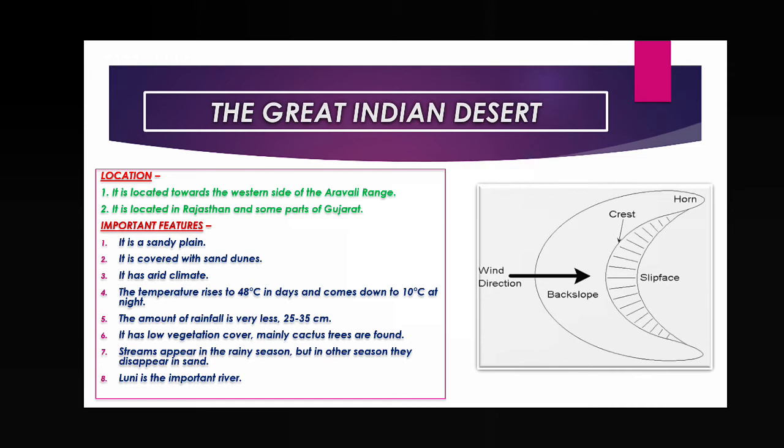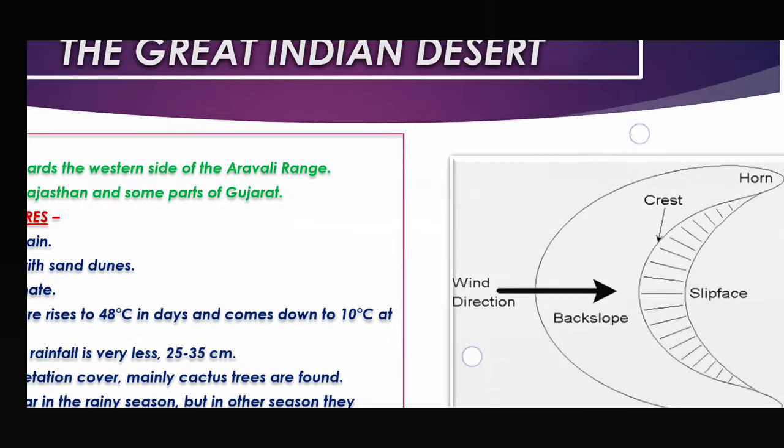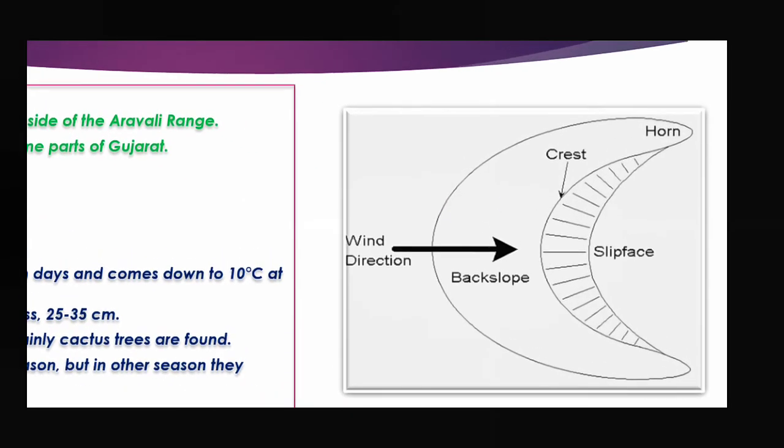You can see in this diagram, on the right hand side, this is one sand dune. It has two sides. One side is called the windward side. Which side is the windward side? This side is called the windward side, and this shaded portion is called the leeward side, because from this direction the wind is moving. So this side is the windward side and this side is the leeward side. This type of sand dune is called what?